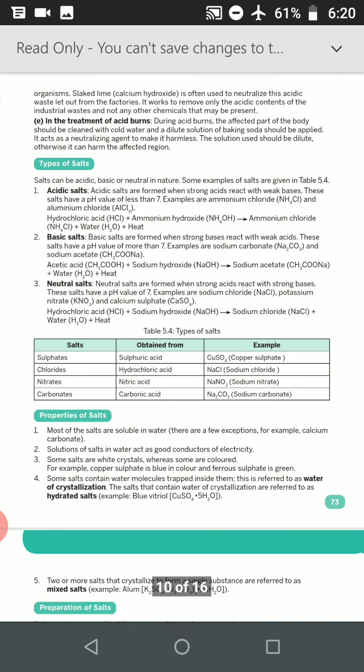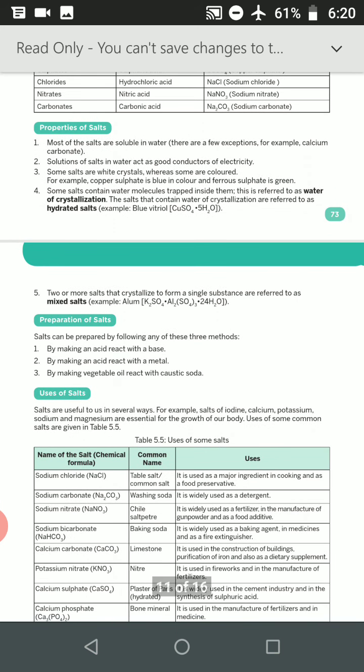Next, two or more salts that crystallize to form a single substance are referred to as a mixed salt. We can have a mixed salt when two or more salts are mixed together. You can write just one example: alum. Alum is fitkari.